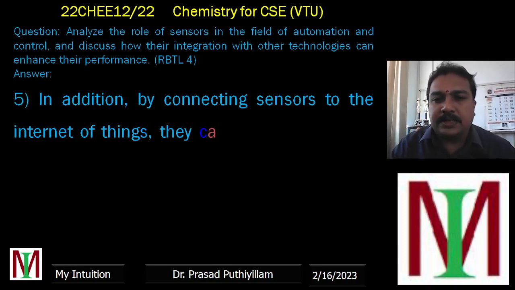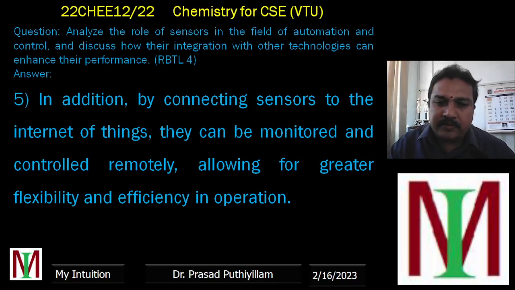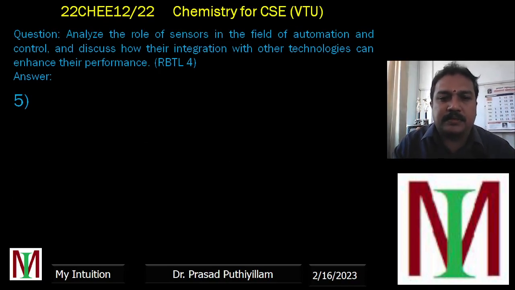In addition, by connecting sensors to the Internet of Things, they can be monitored and controlled remotely, allowing for greater flexibility and efficiency in operation. If we can connect the sensor to the Internet of Things, that means we can operate it from a far distance. There is no need for a person to go near the thing which we need to sense. It can be sent with a robot, and a person can control it from a far distance, at a safer distance. It has the flexibility and better efficiency in operation.